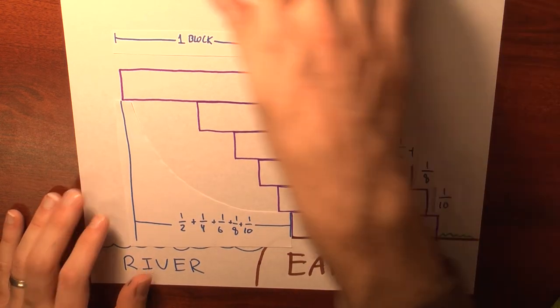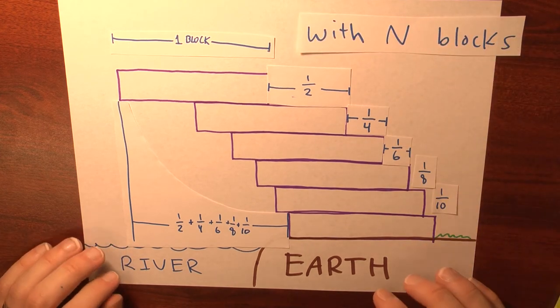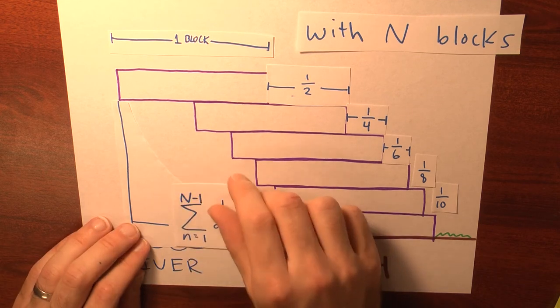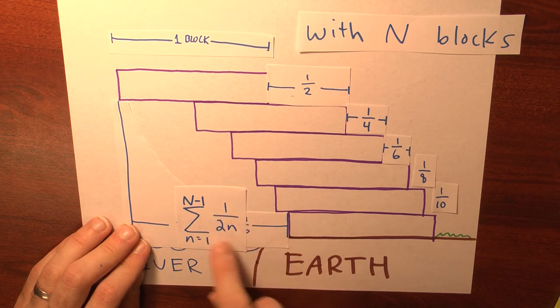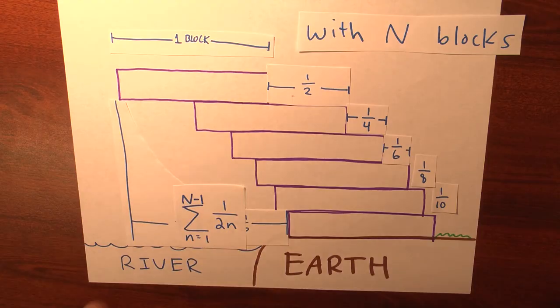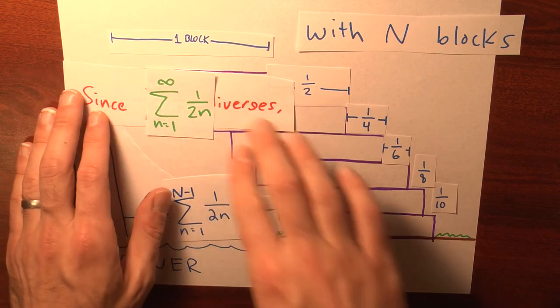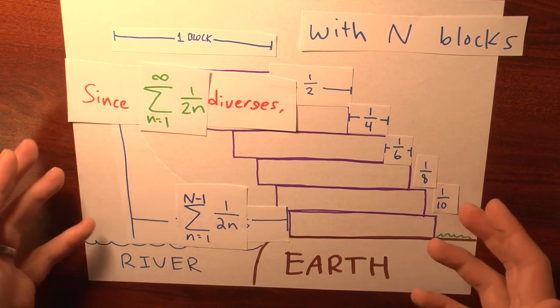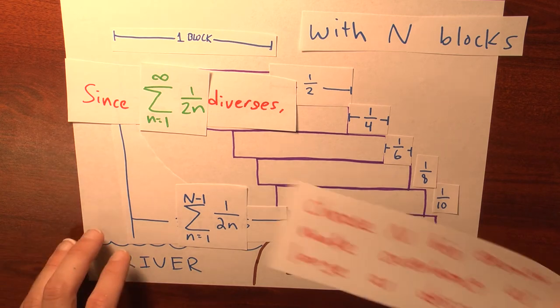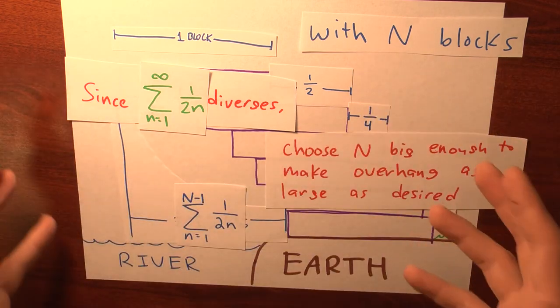Now, if I built the same kind of configuration, but instead of 6 blocks, I built it with some large number, call it big N number of blocks, then this total overhang is the sum, little n, from 1 to big N minus 1 of 1/2n. Because this is the total amount that I'd be shifting all the blocks over by. That looks like the harmonic series. And indeed, the harmonic series diverges. Well, that means the sum of 1 over 2n, n going from 1 to infinity, also diverges. But that means that by choosing n big enough, I can make this overhang as large as I desire.